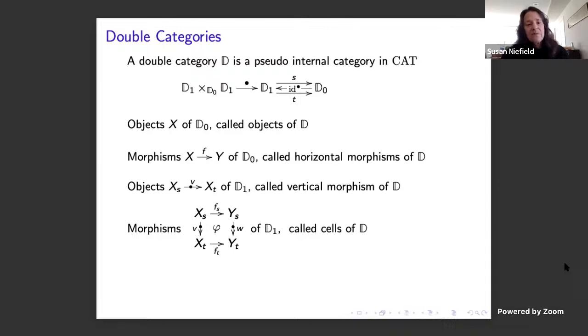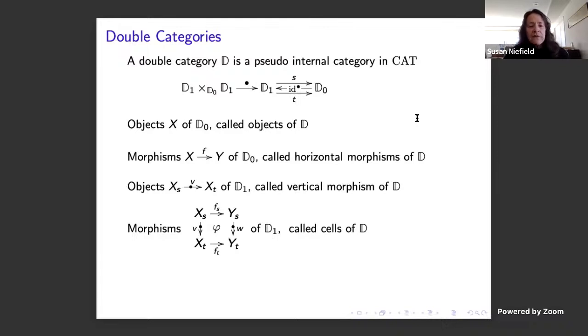Some people do it the other way and call them vertical, but they're the horizontal, or tight, morphisms. The objects of D1, with X of S for source and X of T, T for target. So V, an object of D1, is called a vertical morphism. Sometimes people call those loose morphisms. Okay, so the tight and loose people use because there are two ways to do this. The horizontal and the vertical can be either way. Okay, but this is the way I do it.